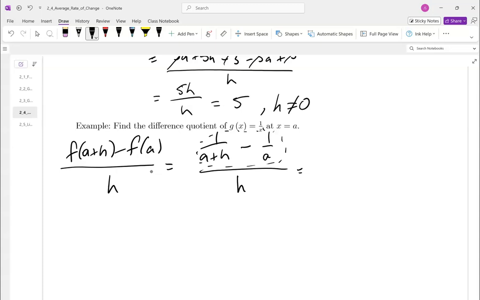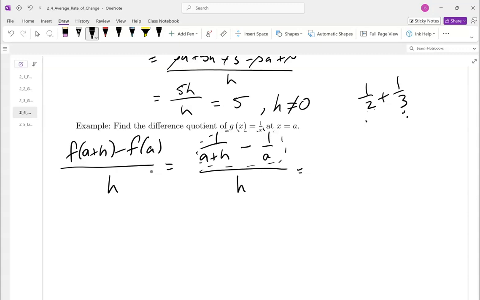Okay, let me ask a simpler question. What's your common denominator? 6. How did you come up with 6? Multiply them together, right? I need a 2 here and I need a 3 for both. I need a 2 for both and a 3 for both, right? Yeah, go ahead. So you need to multiply a plus h and a.